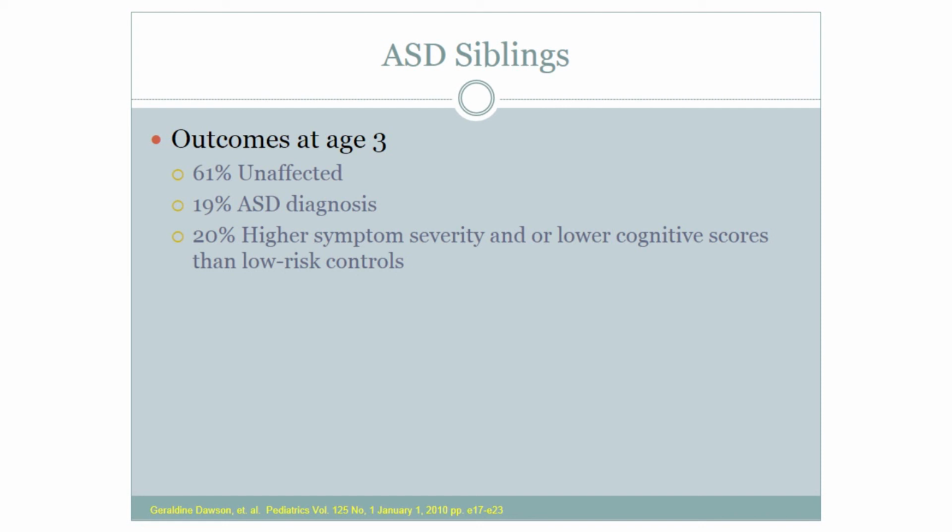And we also need to look at those that have cognitive impairment, because we have a higher symptom severity and lower cognitive scores in 20% of these kids.